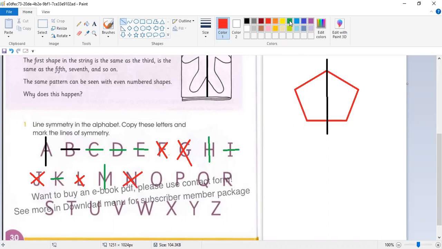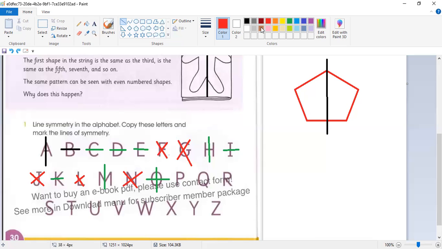Of course, O is like a circle. So if you want, you can draw a vertical line. This is a horizontal line and this is a vertical line. In both cases, O is a symmetry. Let's go to the next one. P is not a symmetry because if you cut it in this way or in this way, in both ways it is not a symmetry.